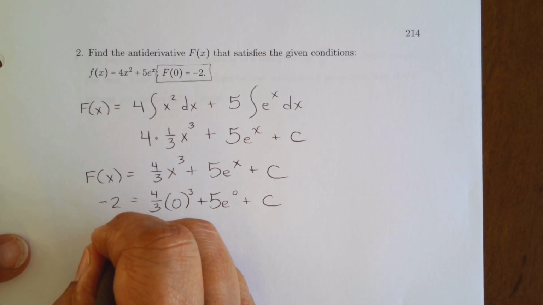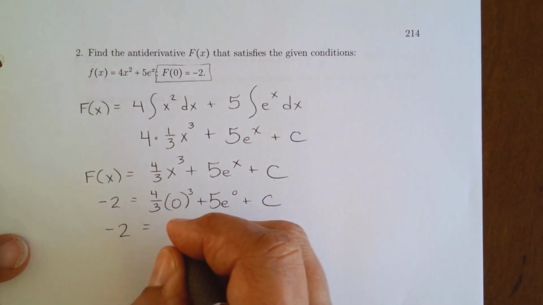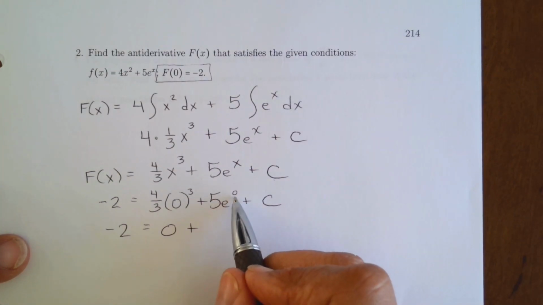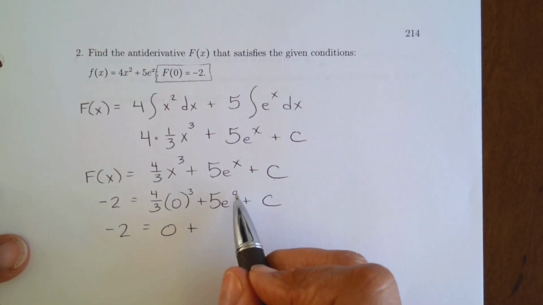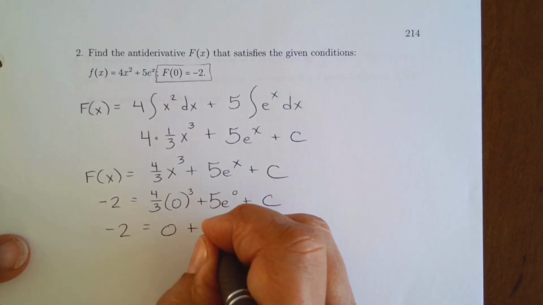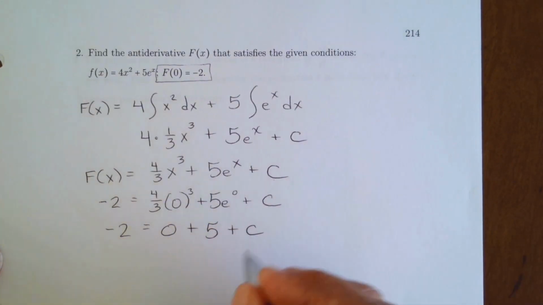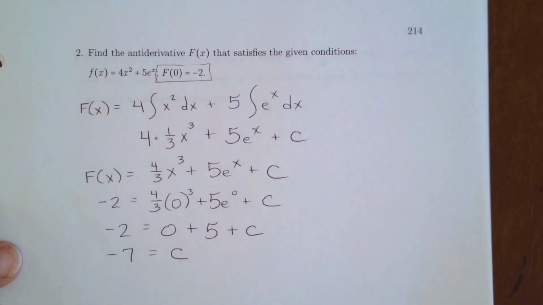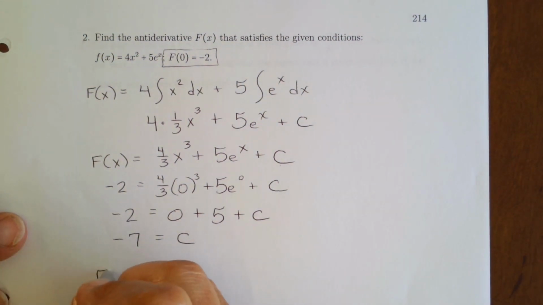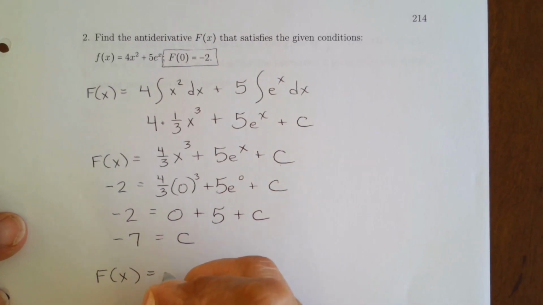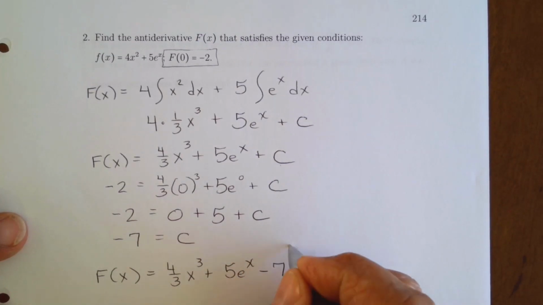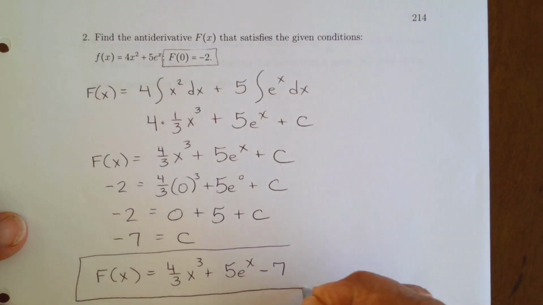All right, so we got -2 on the left. 4/3 times 0 is 0. 5 times e to the 0. E to the 0 is 1. Anything to the 0 power is 1 times 5 is 5 plus c. So we're going to subtract 5 to the other side, and we get c is -7. So now we can write our true antiderivative, which would be 4/3 x cubed plus 5 e to the x minus 7. So now we actually can find c.